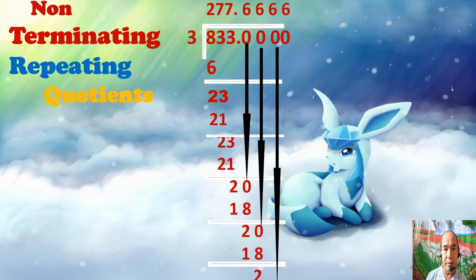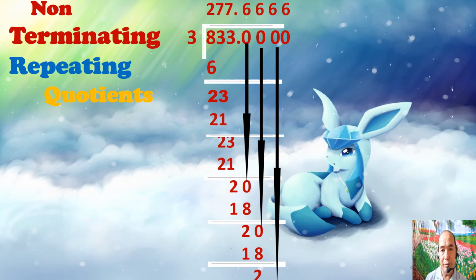So first digit dividend, we have 8. 8 divided by 3, so we will only have 2. 2 times 3, we have 6. So 8 minus 6, we have 2. So we bring down 3. So 23 is the next digit quotient. So 23 divided by 3, so we will only have 7. 7 times 3, we have 21. So 23 minus 21, we have a remainder of 2.